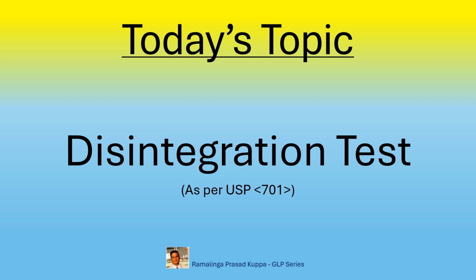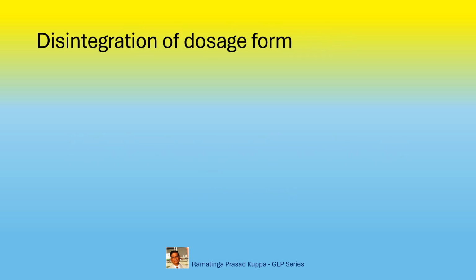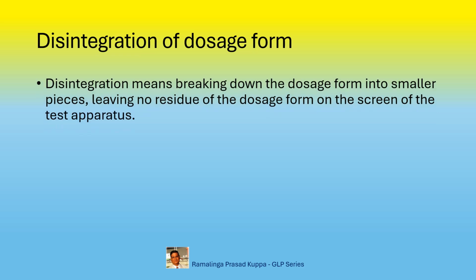This is different from the dissolution test, where the drug content of the dosage form is determined. Here, the test is limited only to breaking into smaller pieces. Disintegration of dosage form means breaking down the dosage form into smaller pieces, leaving no residue of the dosage form on the screen of the test apparatus.